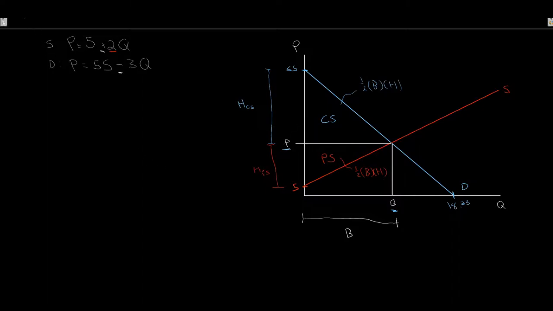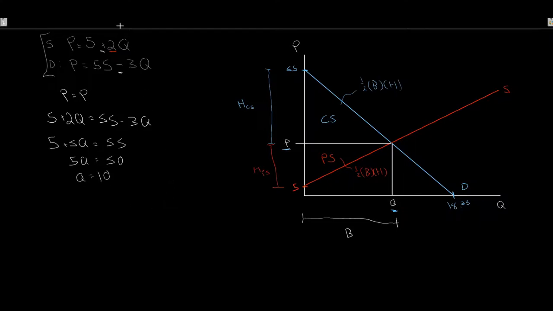So let's do that to start off. How do we get these values? Well, again, we set supply equal to demand, so price equal to price. 5 plus 2q equals 55 minus 3q. I don't like the negatives, I want to get rid of them, so let's add 3q to both sides. I get 5 plus 5q equals 55. Let's isolate the q. 5q equals 50. Divide both sides by 5 to get q by itself, and we get q equal to 10. So let's update that. That is a quantity of 10.